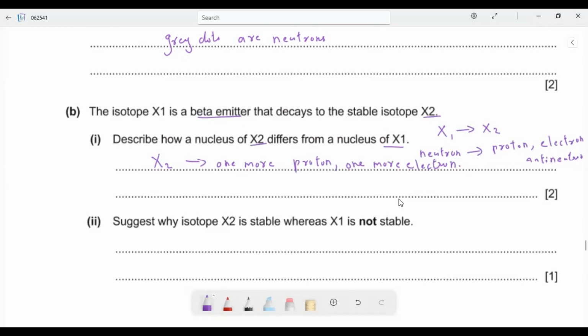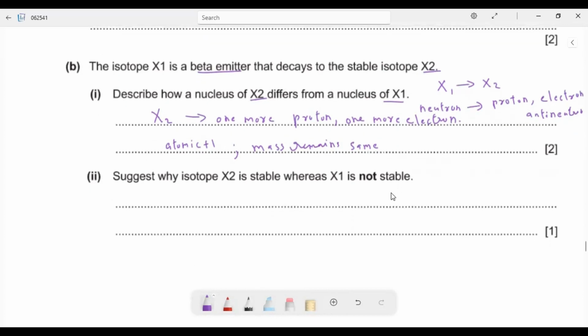One more electron is also there. This means that the atomic number of the nucleus increased by 1 unit while the mass number remains the same. So atomic number has been changed to increase by 1 unit, but mass number remains the same because one neutron is converted to proton. So it is getting exchanged. Mass number is remaining same and atomic number is increased by 1.